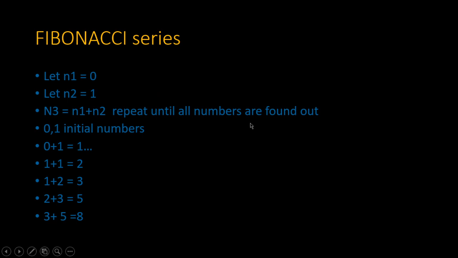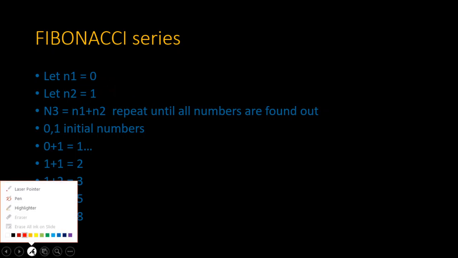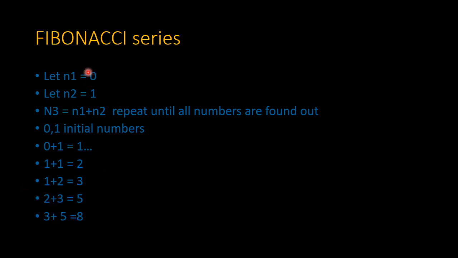First of all, about the Fibonacci series. The Fibonacci series is named after the person Fibonacci, and the number series goes like this. Initially we take n1 equal to 0 as the first number, and n2 equal to 1 as the second number. Then we add the previous two numbers to get the third number. That is the concept of the Fibonacci series.